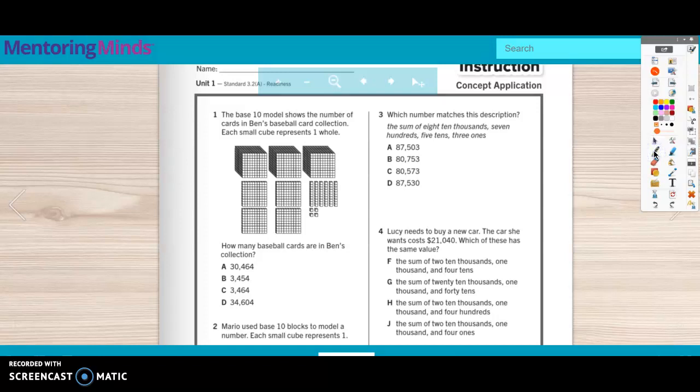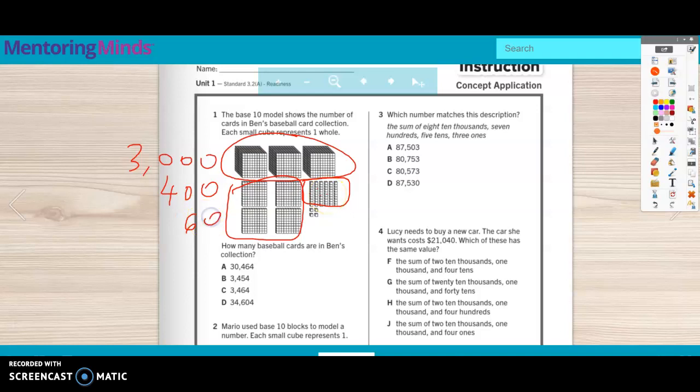Number 1. It said how many baseball cards are in Ben's collection. Now, before you look at the answer choices, I would prefer you to try to figure out what number this is first, even without looking at the answer choices. So here, we have 3 1,000 blocks. So 1,000, 2,000, 3,000. There are 3,000 here. And here, you have 100s, so 400. And here, you have 10, 20, 30, 40, 50, 60. You have 60 here. And 4 ones.